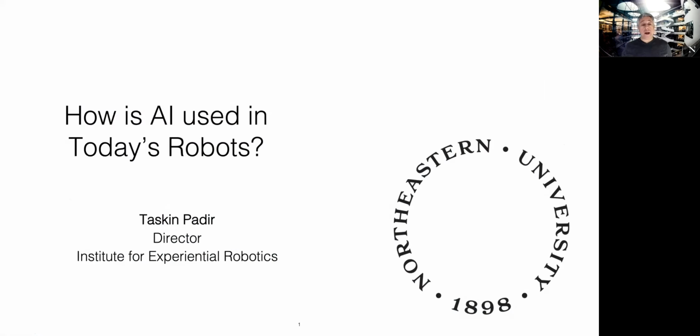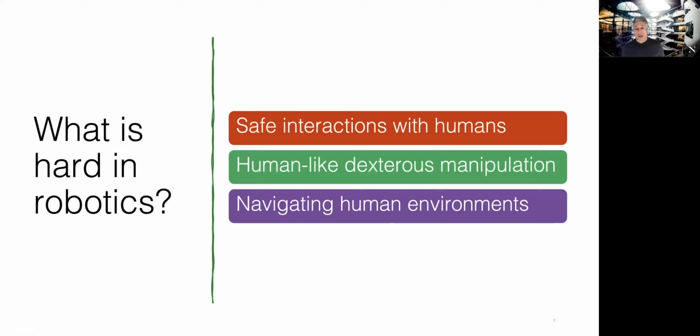Let's talk about how AI is used in today's robots. Now, first of all, what is hard in robotics? Safe interactions with humans, human-like dexterous manipulation, and navigating human environments are still grand challenges in robotics. So we'll focus on the third one. How does a robot navigate a human environment?